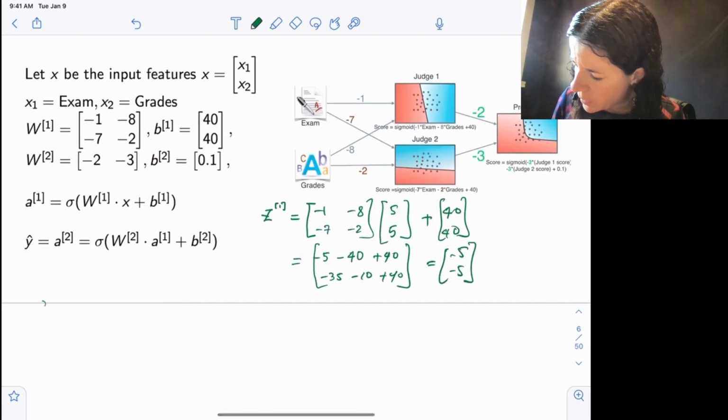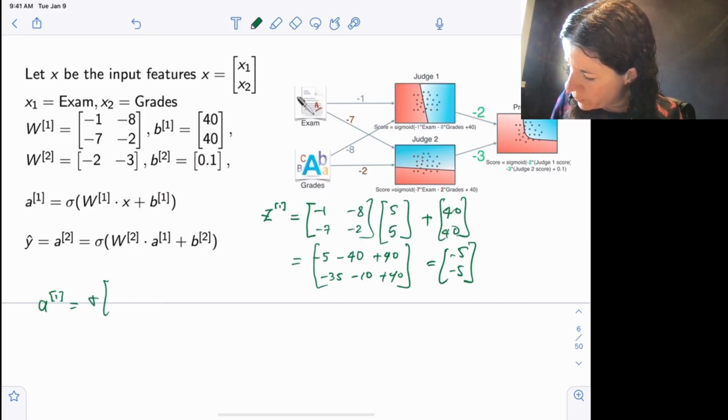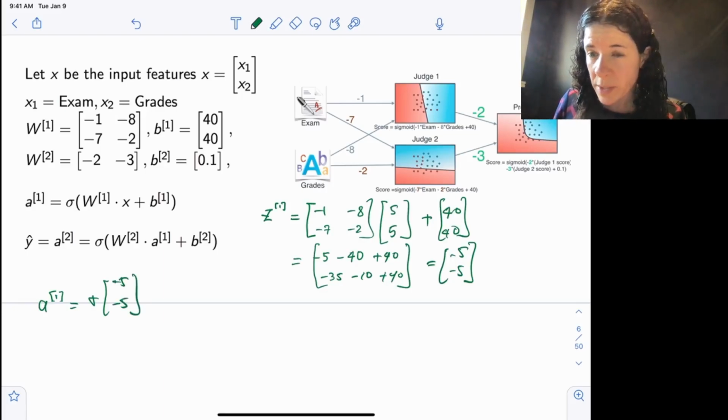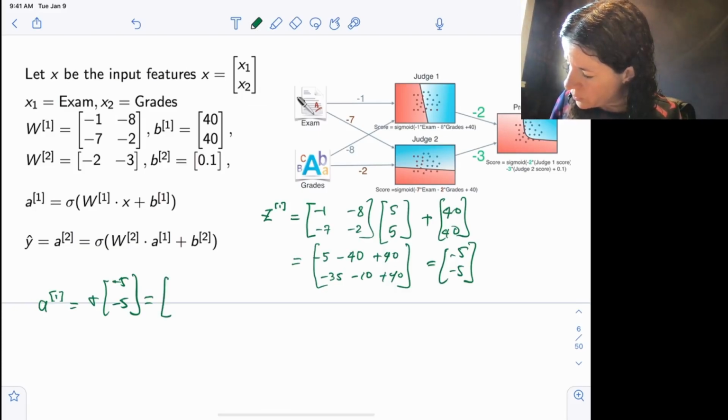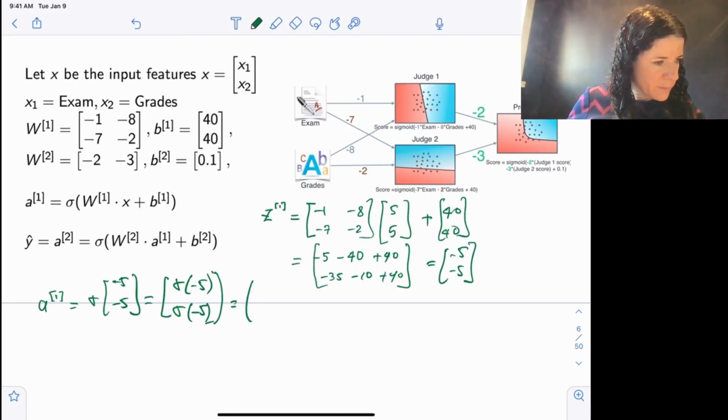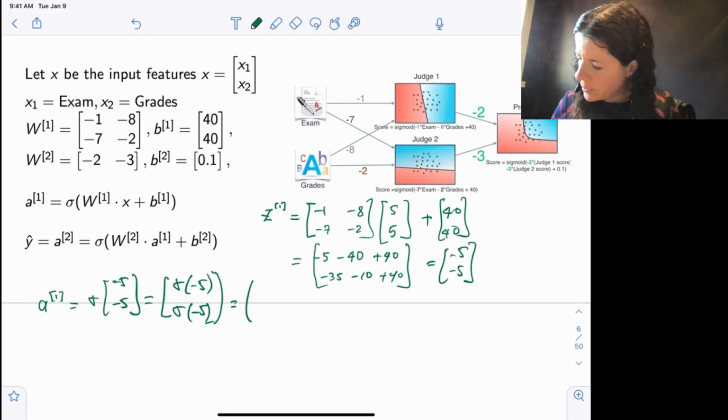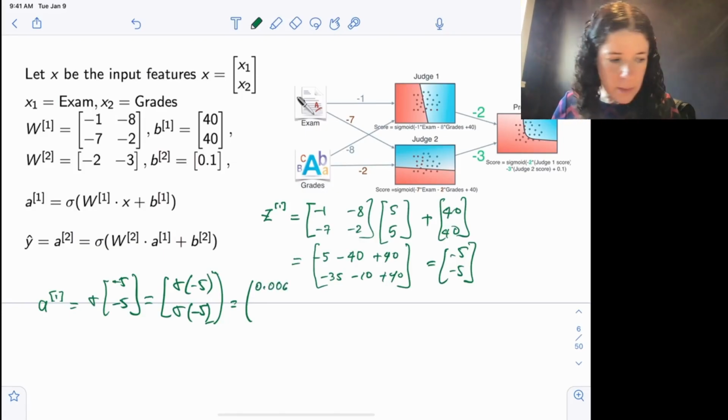So how do we get A1? A1 is going to be equal to sigma of minus 5 and minus 5. The way we compute this is element-wise. So this is going to be sigmoid of minus 5 and sigmoid of minus 5. And if we check with our calculator, that is going to be something like 0.006, 0.006.